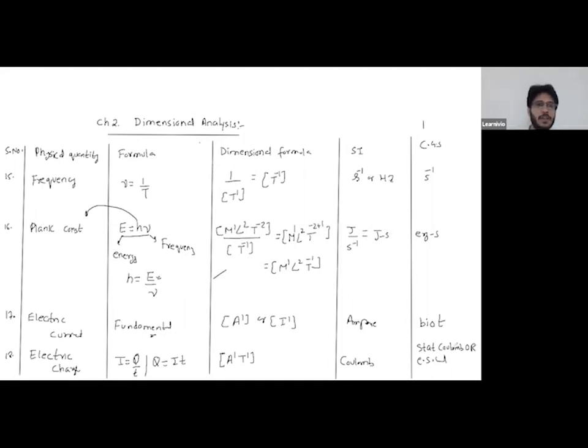Abdullah, this is stat coulomb, or you can write this as ESU, electrostatic unit. You can write this as either stat coulomb or electrostatic unit. That is for electric charge.